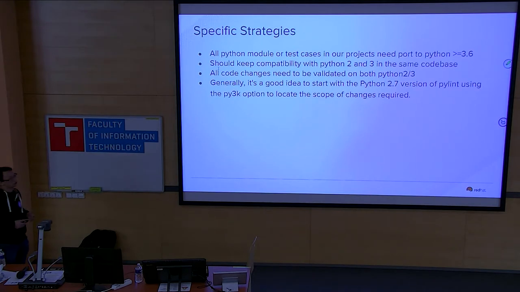So specific to our project, we have some ground rules. First, all the Python modules or test cases should be ported to a Python version greater than or equal to 3.6. And we should keep compatibility with Python 2 and Python 3 in the same code base. And also, we make sure that any change pushed to GitHub or a branch should be validated on both Python 2 and 3. Generally, there is also a good idea that you can use a tool, pylint, with the option py3k and run it. It will help you to locate the scope of changes. So it will give you a rough estimate of how much effort you need to put in migrating a project.